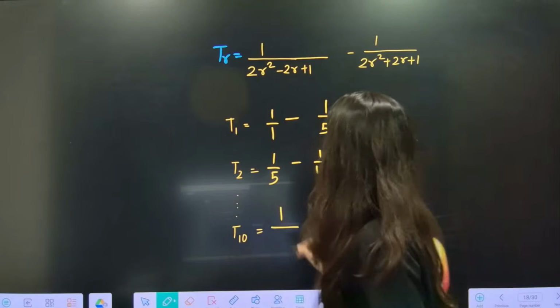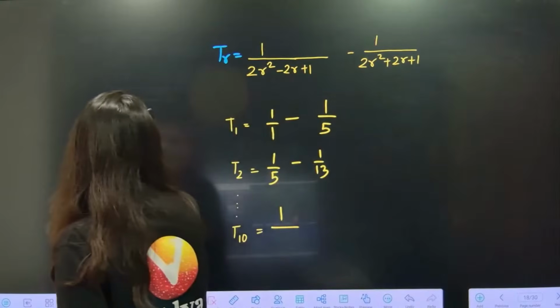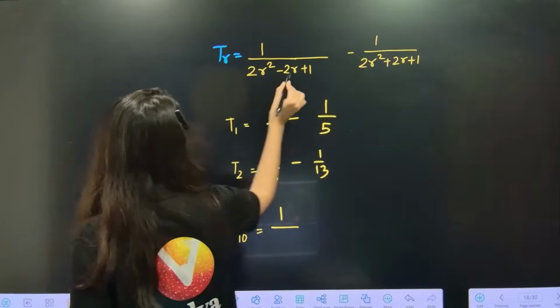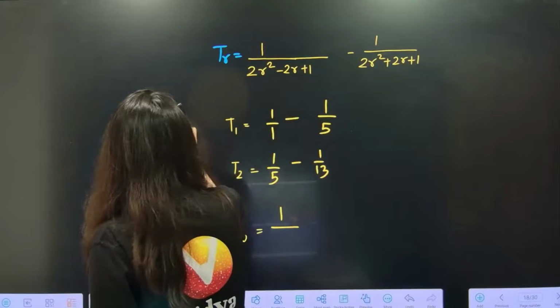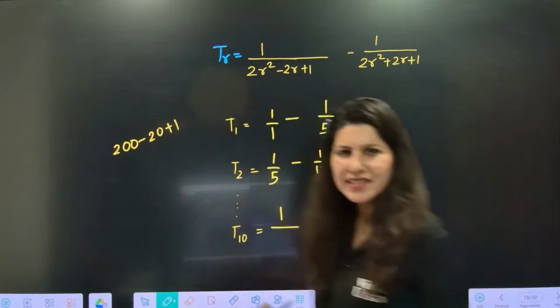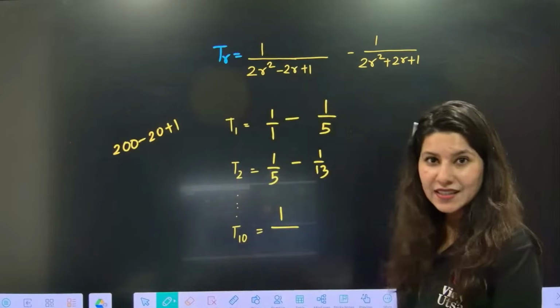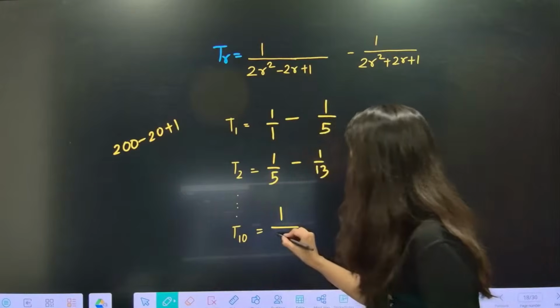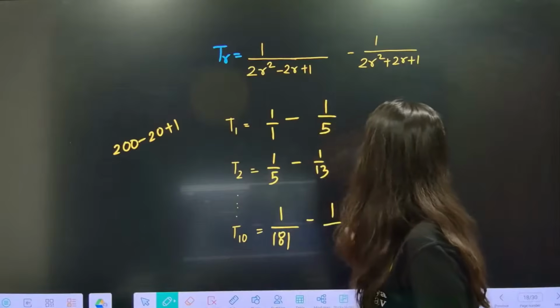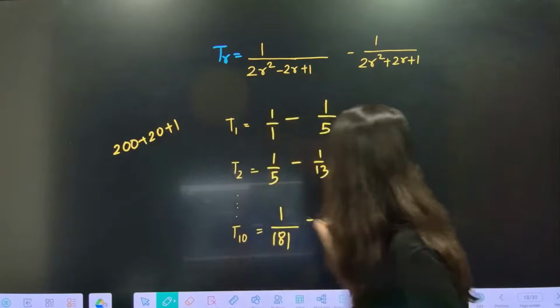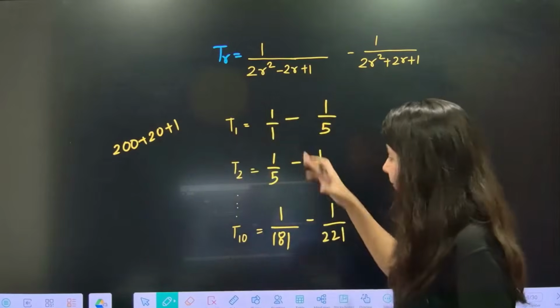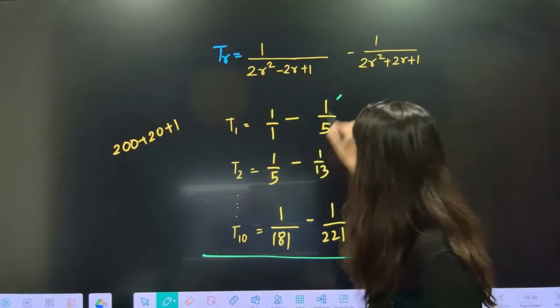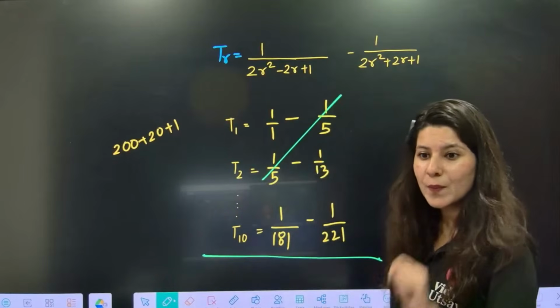You are putting 10, right? So this is 200 minus, if you put 20 plus 1, 200 minus 20 is 180, so 181. Minus, if you put this, this is 221. If you add everything, you will realize 1 by 5 is getting cancelled out. Telescopic series.